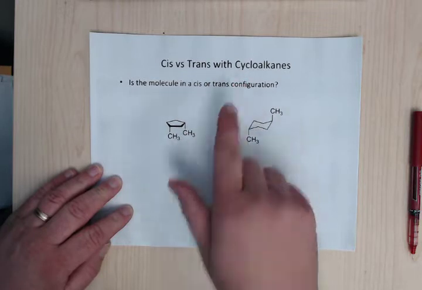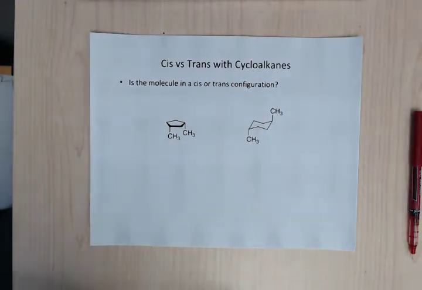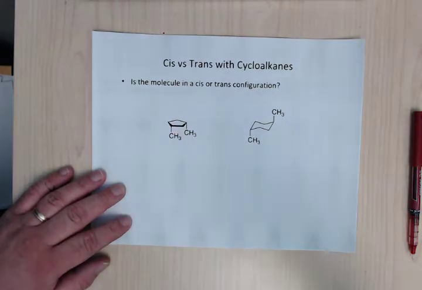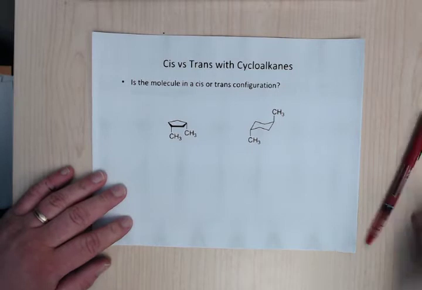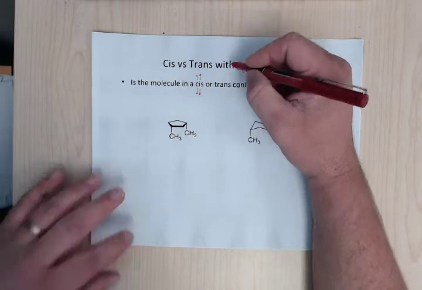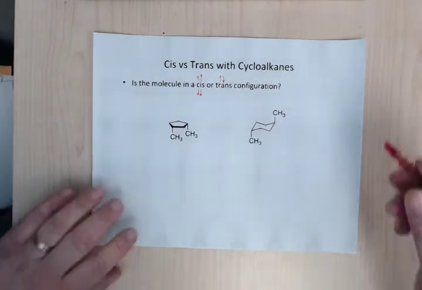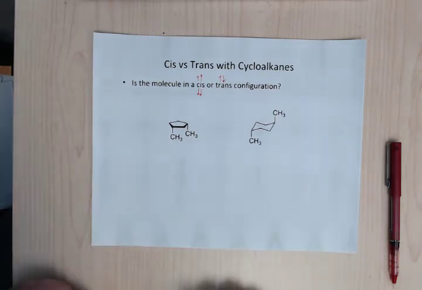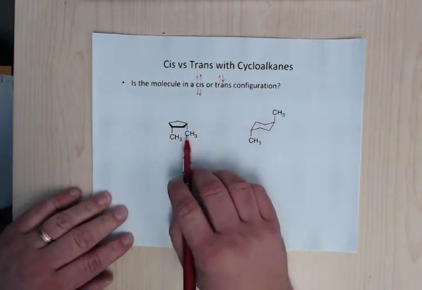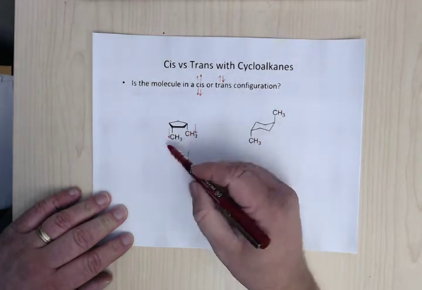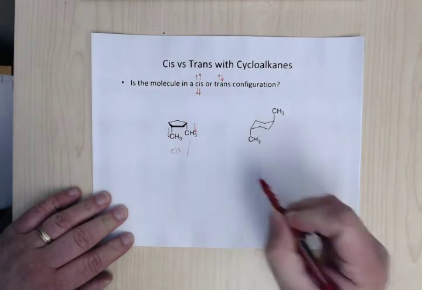Now, as far as cis and trans for cyclic alkanes, it's going to say something like, "Are the methyl groups in the cis or trans configuration?" Remember with cis, they're either both going to be up or both going to be down. For trans, it's going to be one up, one down. It doesn't have to do anything with axial or equatorial, although you can use that to tell if it's up or down. For the cyclopentanes, it's pretty easy, because these are pointing down away from the ring. They're both pointing down, so this is going to be cis.